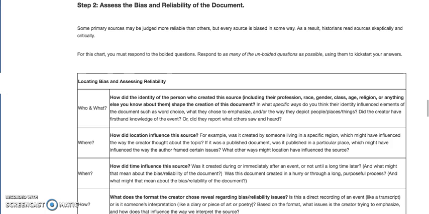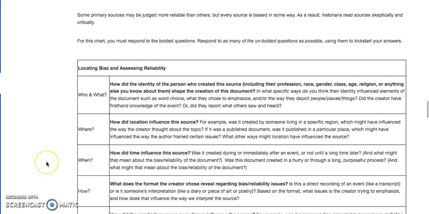And as historians, your job is to read these sources skeptically and critically and figure out what that bias is. That doesn't mean that you're going to say, this source is biased, I can't use it at all. You're just going to be using it in a different way depending on what you determine the bias and reliability of it is. So let's look through some of the examples.